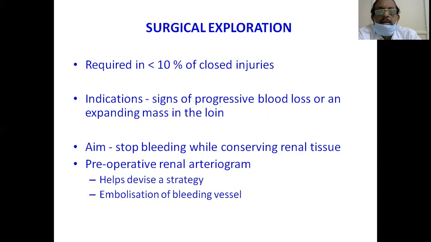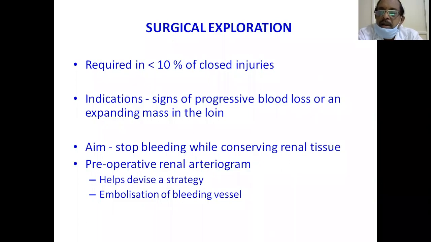The indications for exploration are only significant progressive blood loss leading to a pulsating mass in the loin, the patient not responding to your hypovolemic management, tachycardia, and associated injuries. Then there is an indication for surgical exploration. While exploring surgically, don't think that you have to remove the kidney. Don't go with the thought that you have to remove the kidney for treatment of renal trauma. No. The aim is to stop bleeding while conserving renal tissue. We should always think of conserving nephrons, leave alone renal tissue.